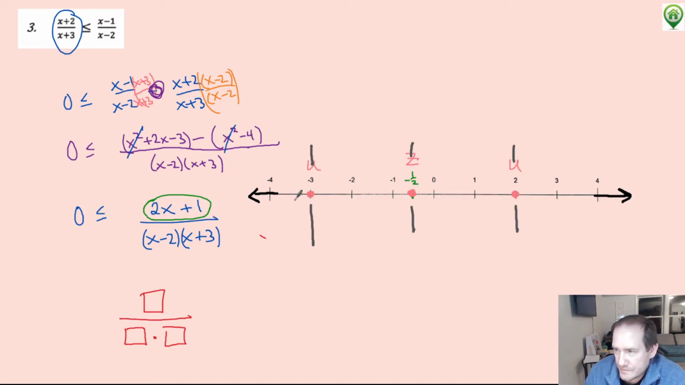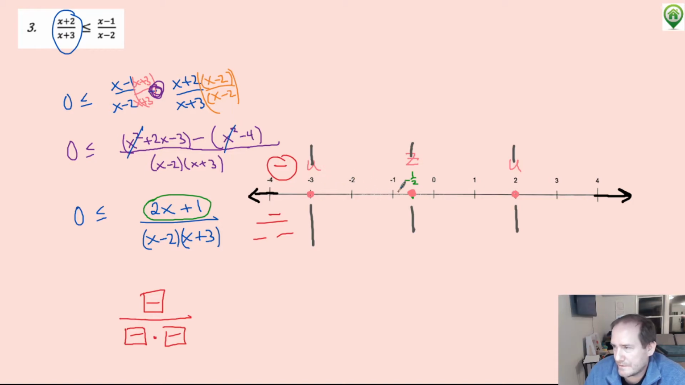On the interval all the way left, it's probably safe to say that everything will be negative. Well, no, it's not always safe to say that, because if anything is squared, it's always positive. But in this case, if I'm way to the left, this will be negative, this will be negative, everything's negative. And so I end up with an overall negative result.